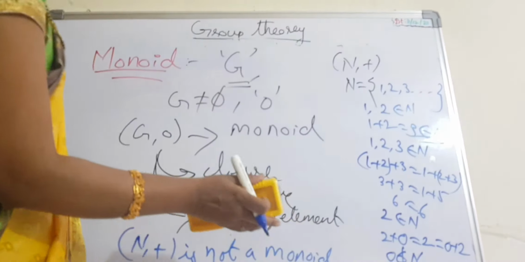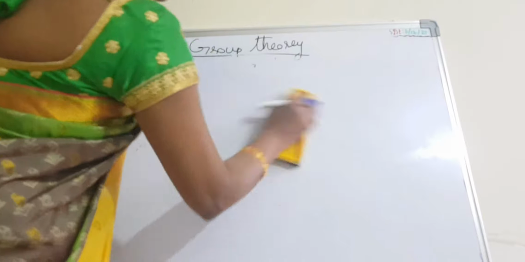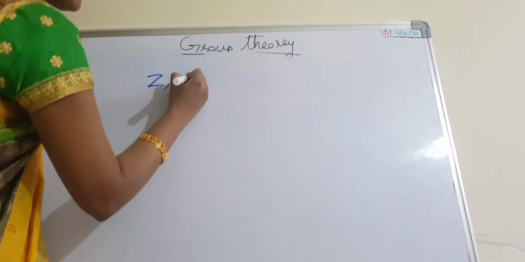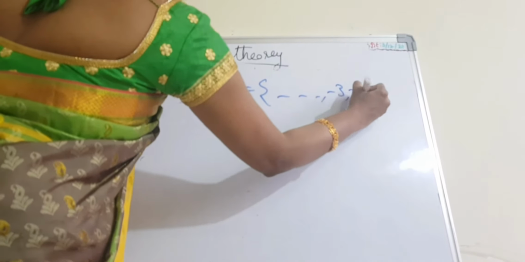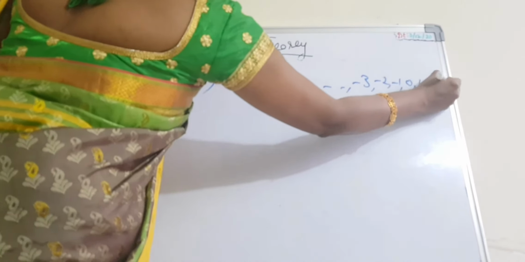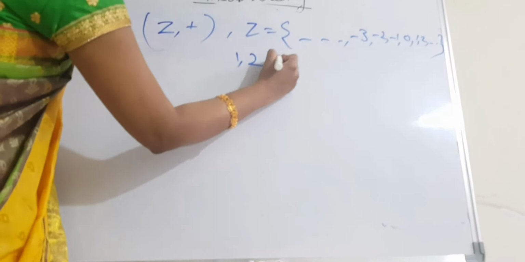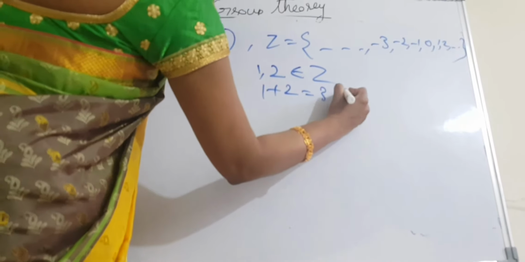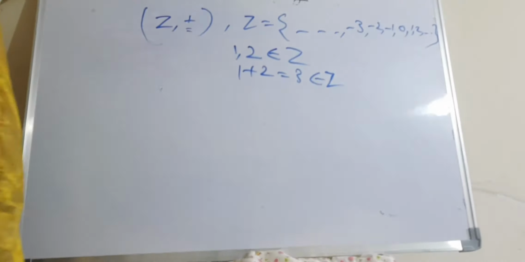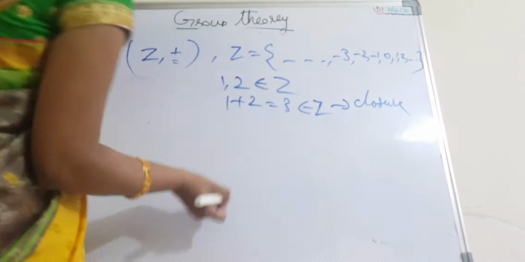Now you can take Z plus, another example. Z plus is nothing but the integers: minus 3, minus 2, minus 1, 0, 1, 2, 3, and so on. Here I am taking 1, 2 belongs to integers. Taking the operation plus, 1 plus 2 is 3. Does 3 belong to integers? Yes. So it satisfies closure.